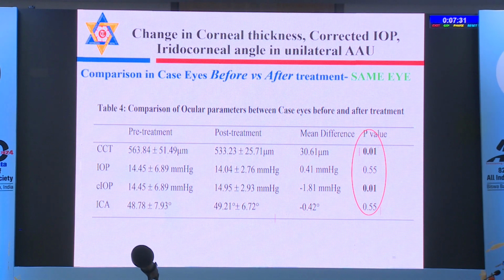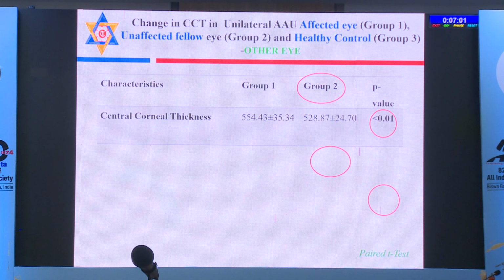So when we analyze these parameters in the same eye, we found that the change in the central corneal thickness before and after in the same eye was statistically significant. It was not statistically significant in terms of intraocular pressure. But when we use the Ehlers formula and calculate the corrected intraocular pressure, yes, the change was significant enough. There was a change in the iridocorneal angle before and after treatment in the same eye, but it was not that statistically significant.